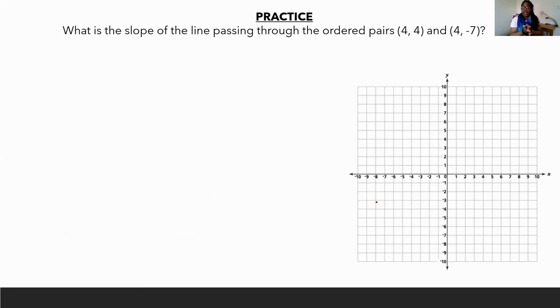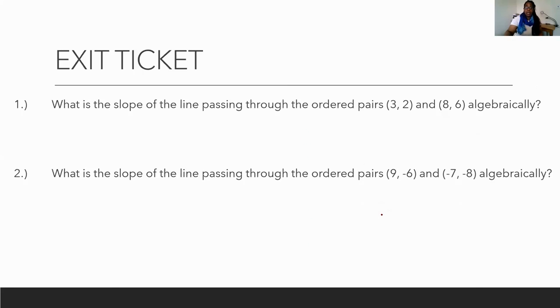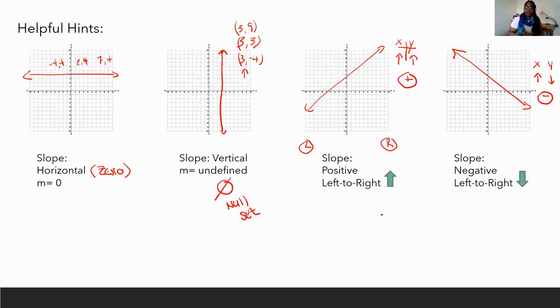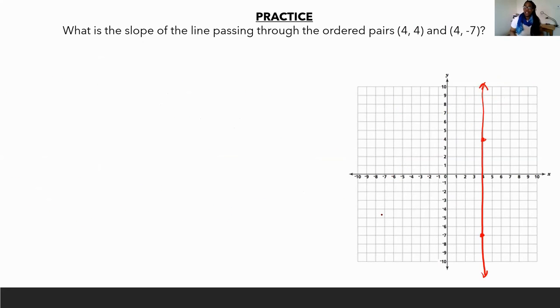All right, so find the slope of (4, 4) and (4, -7). So (4, 4), boom, boom. (4, -7), boom, boom. That means we have a straight line going straight through. So just looking at the graph, which is it? Horizontal, vertical, positive, or negative? Hopefully you guys are saying vertical. Okay, so we should have an undefined slope, but let's see.